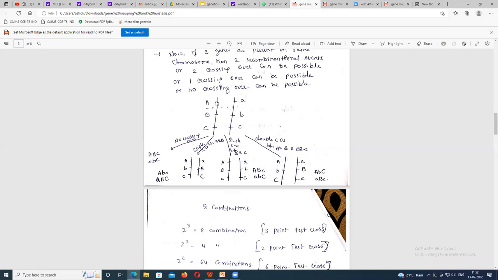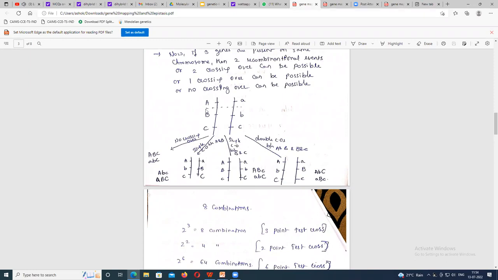If there is single crossing over between A and B, what happens? Capital A crosses like this: capital A, small b, small c. At this point there is a crossing over. Now the other chromatid: small a, capital B, small c. This is the combination. For single crossing over between B and C, the products are capital A, capital B, small c, and small a, small b, capital C.